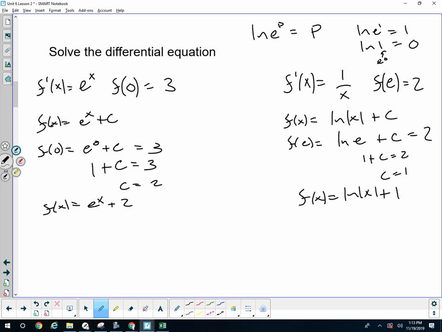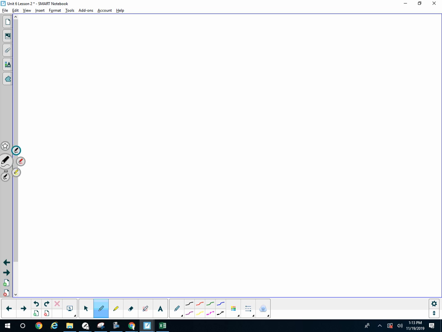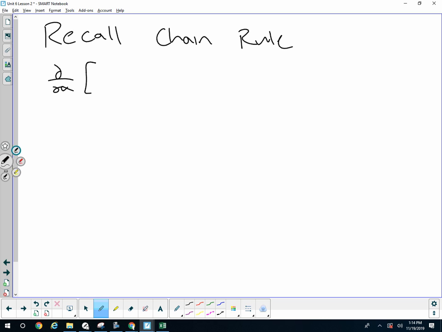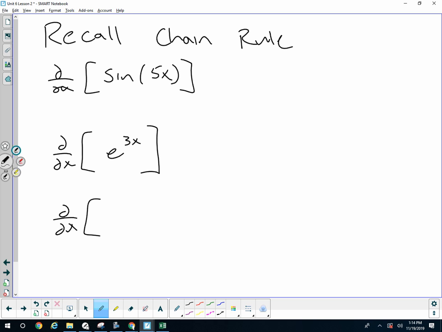All right, good start. Now, the last antiderivative rule we are going to learn is a rule that will undo the chain rule. Now, somewhere, wherever you have space, whether it's on this page or the previous page, let's recall the chain rule. So I'd like you to take the derivatives of the following functions. Sine of 5x, e to the 3x, log of 4x minus 2. Let's just start with those.